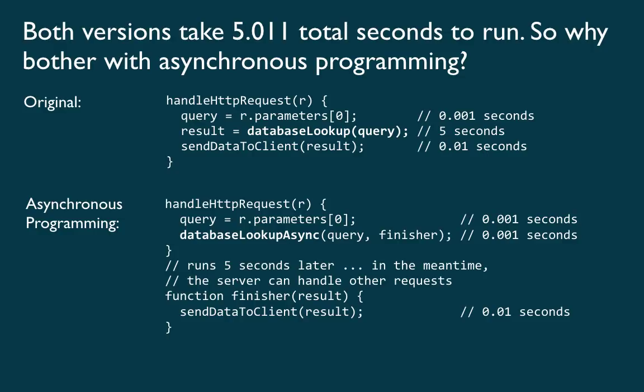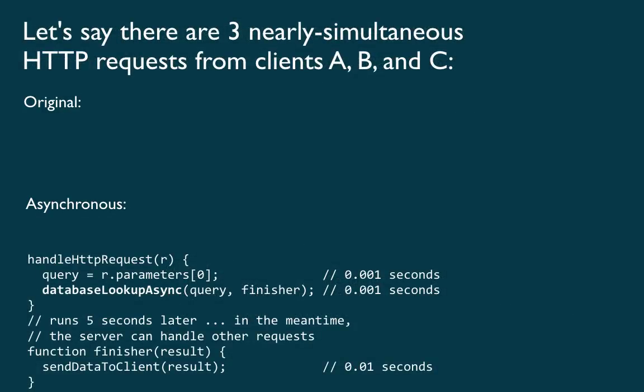Okay, but the real advantage in asynchronous programming comes when you have multiple requests. So I just copied the code below for asynchronous, which is the database lookup async, right? And then 5 seconds later, it runs the finisher. So it kind of breaks the code into the setup, calling the asynchronous, and then waiting 5 seconds.